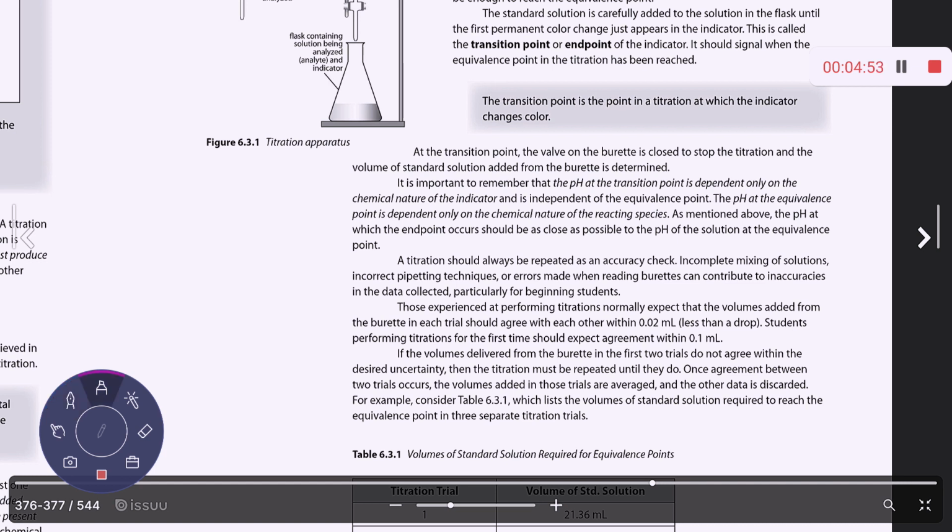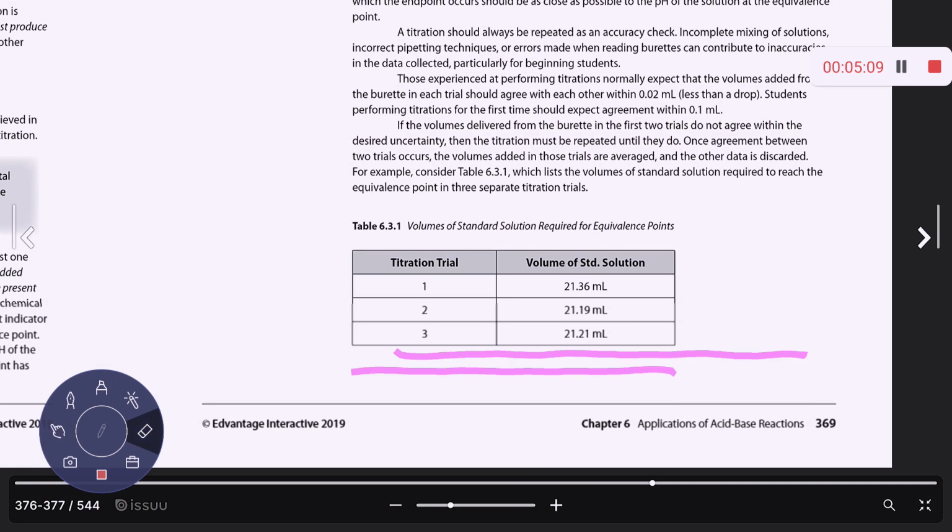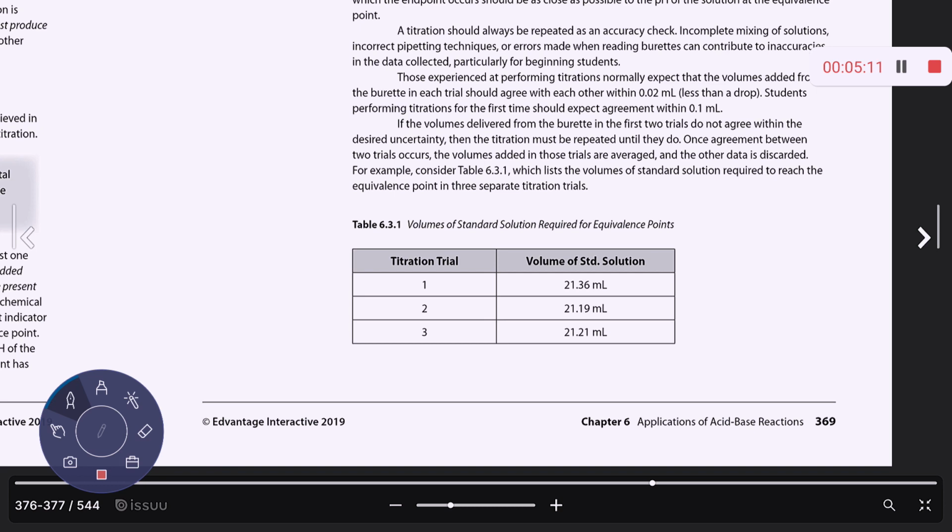Here, right here. If the volumes delivered from the burette in the first 2 trials do not agree within the desired uncertainty, then the titration has to be repeated until they do. Let's take a look at the table at the bottom of the page. Here you'll notice that the table has given you 3 different volumes based upon the trials, 21.3, 21.1, 21.2. Typically, you would want them to be within 0.1 mils of each other. So that means this one would be thrown out. Go to the next page.